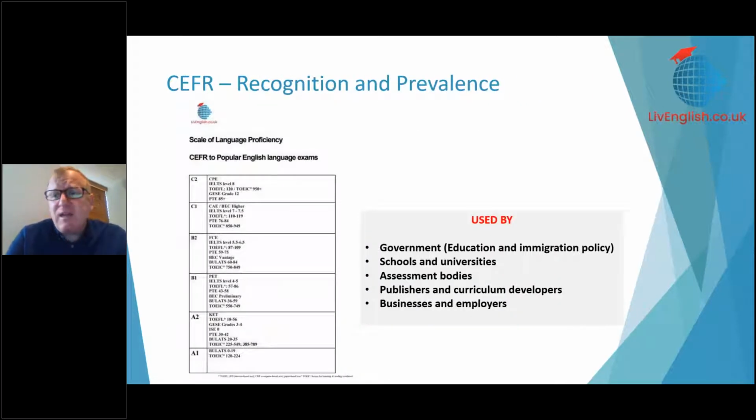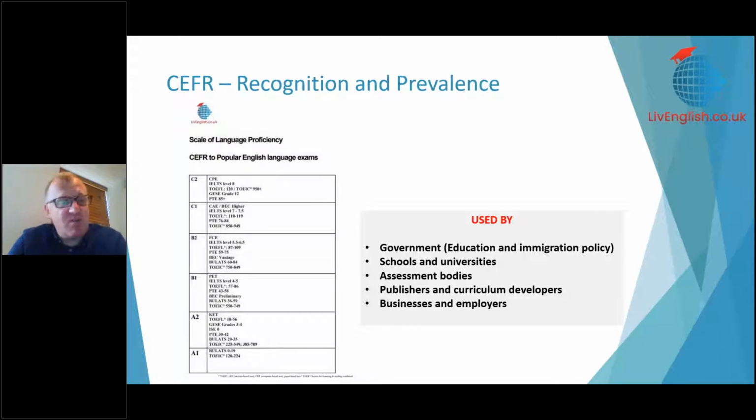The CFR is important. It's important internationally, it's important globally. It is everywhere, whether we like it or not. The CFR was created by the Council of Europe. It's a combined effort by universities, institutions, and government organizations from around Europe. But obviously this has now expanded beyond Europe and it's prevalent around the world.